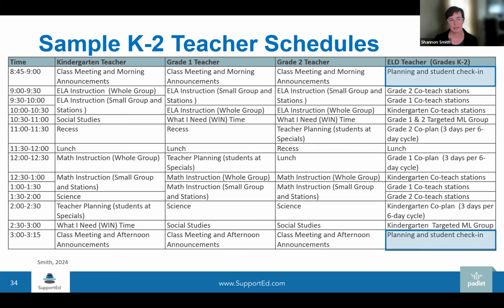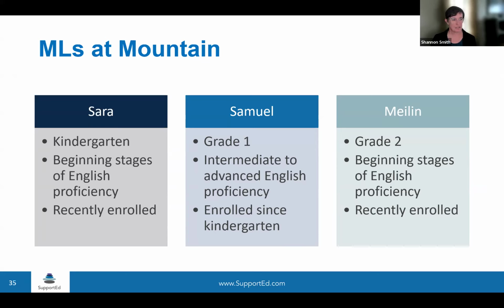So here are our last students that we're going to check in on and see what their schedules look like: Sarah, Samuel, and Maylin. Sarah's in kindergarten, Samuel's in grade 1, and Maylin is in grade 2. You can see Sarah and Maylin are at beginning stages of proficiency. Sarah is recently enrolled, even though she's in kindergarten, and Maylin is also a recently enrolled student at Mountain Elementary. Samuel, even though he's only in grade 1, has been enrolled in school since kindergarten, and I believe they even mentioned that he went to preschool. So he's had some schooling experience in the area.